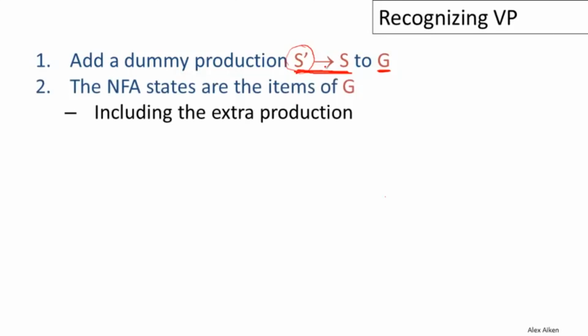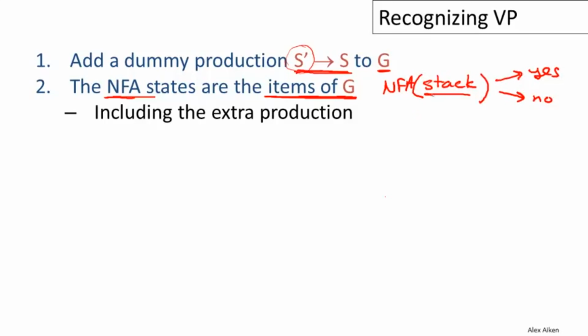Now, recall what we are trying to do. We claim that the set of viable prefixes for a given grammar is regular. And so what we're going to do is construct a non-deterministic finite automaton that recognizes the viable prefixes. Okay? And the states of this NFA are going to be the items of the grammar. Now, the input to the NFA is the stack. So the NFA reads the stack, okay? The NFA is going to take the stack as an argument, and it's either going to say, yes, that's a viable prefix, or no. And it's going to read the stack from bottom to top. So it's going to start at the bottom of the stack and read towards the top of the stack.